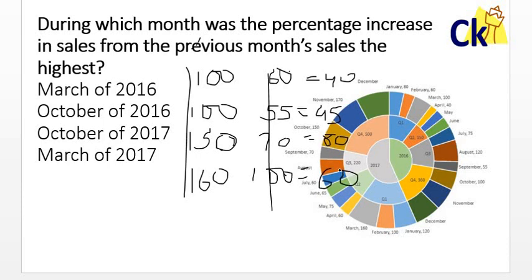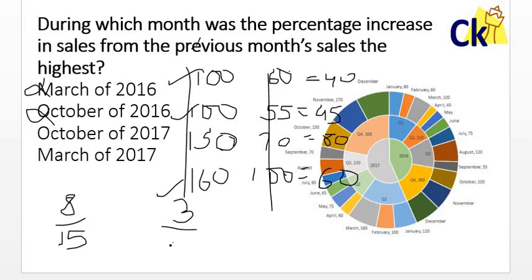Now we know that we have three options having the base or the denominator as 100, so we can directly compare. We know that in any case March 17 would be greater than your March 16 and October 16, as the bases are same, the final value solely depends upon your numerator, and the numerator for March 17 is greatest among your March 16 and October 16, hence we can rule out these two options. Now we are left with 80 upon 150, that is 8 by 15 for the option October 17, and 6 by 16, that is nothing but 3 by 8 for your option March 17.